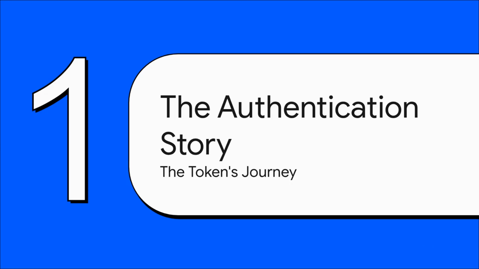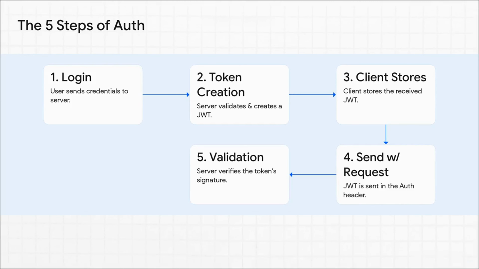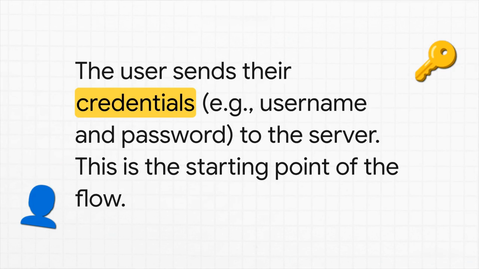Okay, so that's the theory. But let's see how this all plays out in the real world. We're going to follow the complete life story of a token, right from the moment you log in. The whole process is really a 5-step dance. You log in, the server makes a token, your browser saves it, your browser sends it back with every request, and the server checks it every time. Let's walk through it.